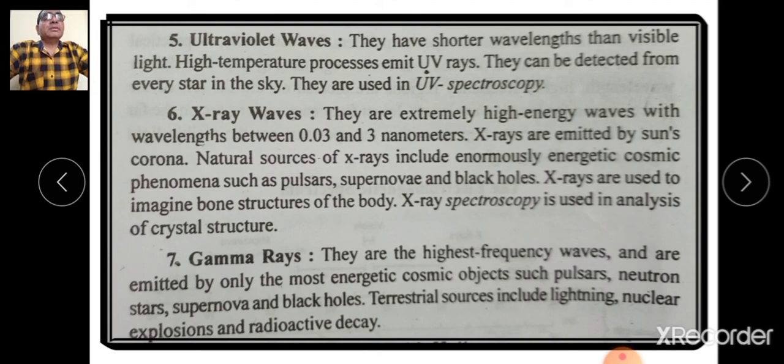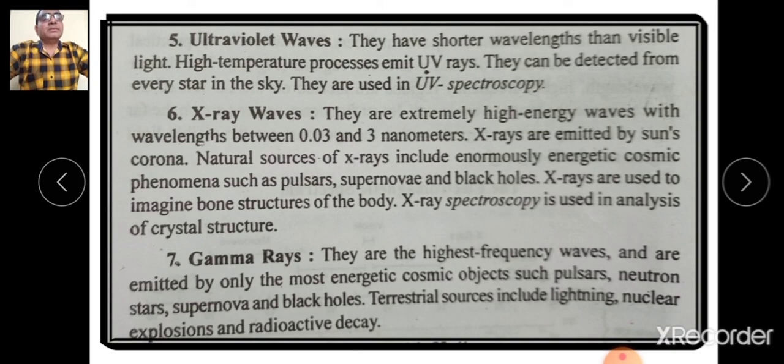Thus, the electromagnetic spectrum, their radiations are useful in our spectroscopy. We are using these waves in the nuclear magnetic resonance, infrared spectroscopy, and UV visible spectroscopy, which we are going to study in detail next.